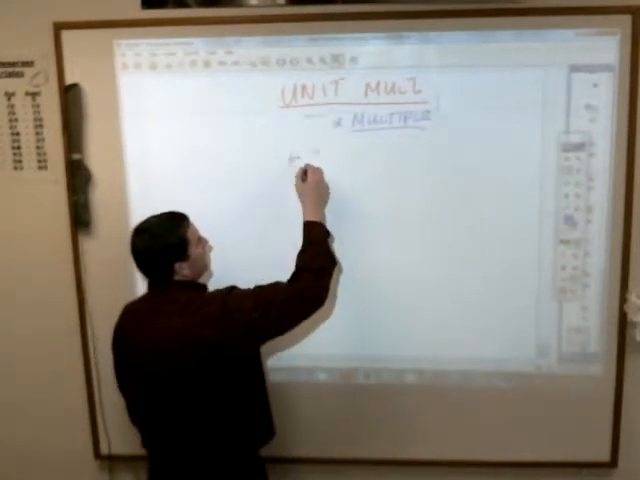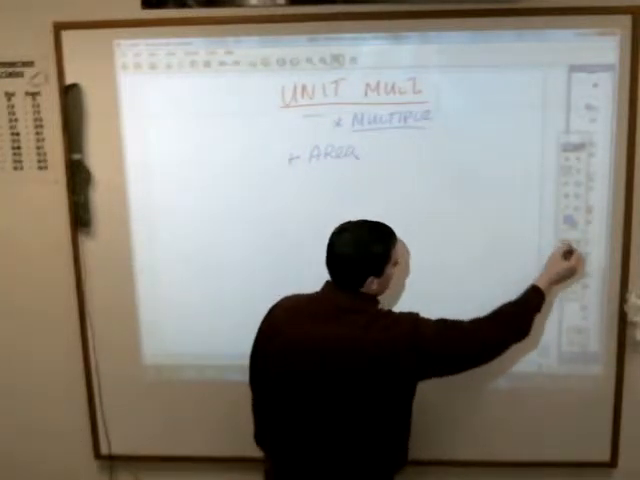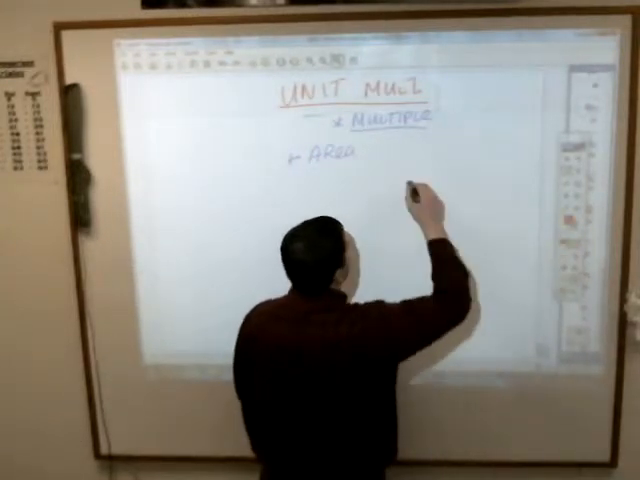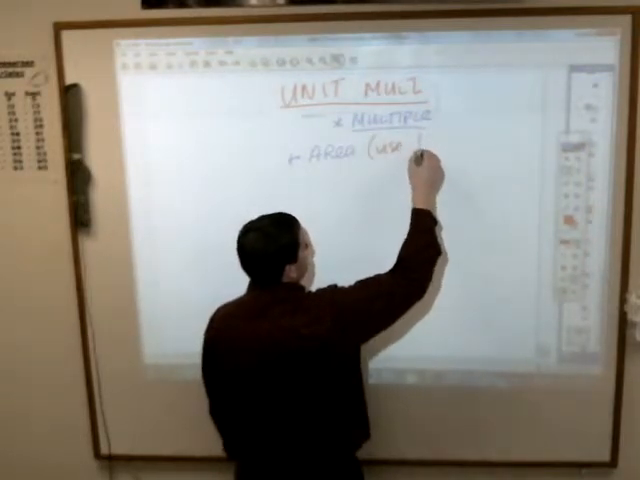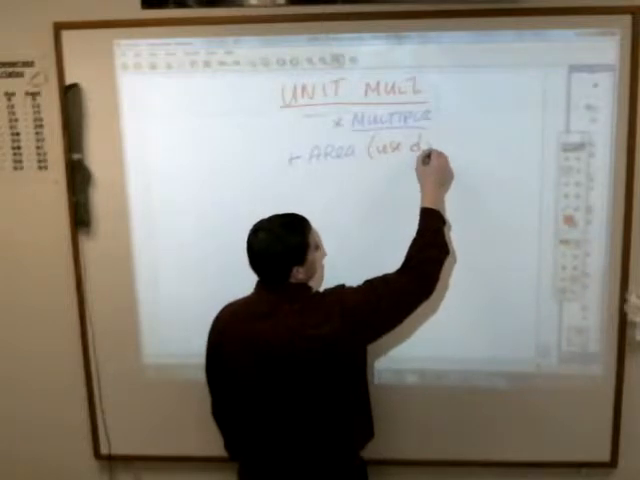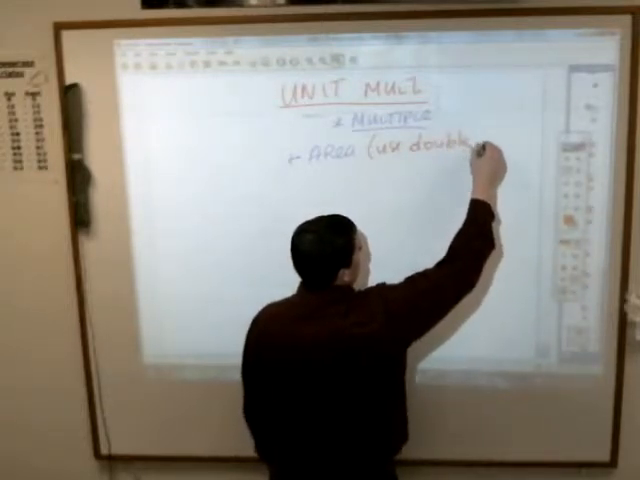When you are talking about area, you must use double unit multipliers, and I'll tell you why in a second. Double unit multipliers.